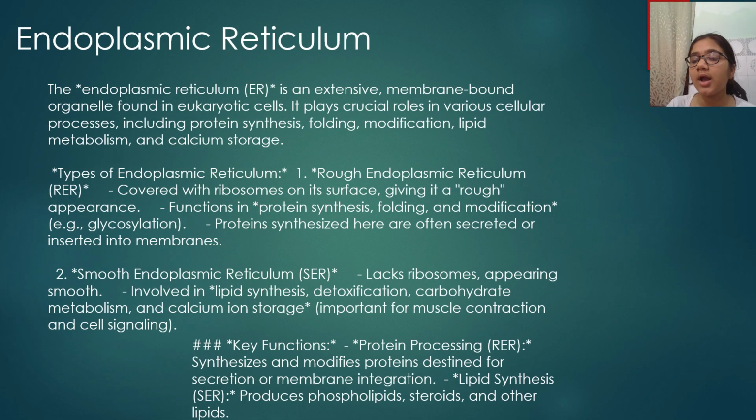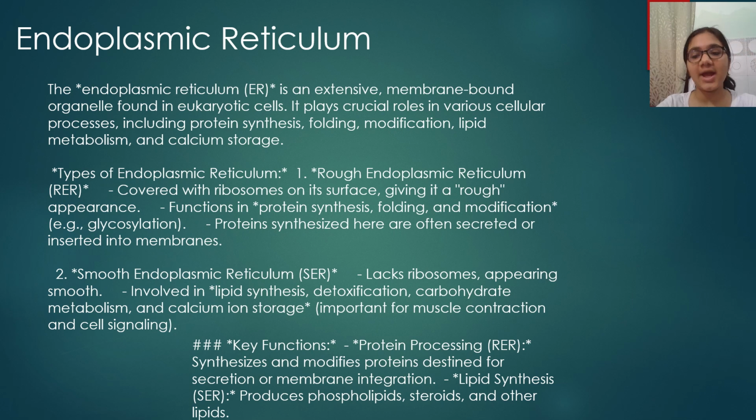The second cell organelle is the endoplasmic reticulum, ER. If we see, the endoplasmic reticulum is an extensive membrane-bound organelle that is found in the eukaryotic cell. It plays the crucial role in various cellular processes, including protein synthesis, folding, modification, lipid metabolism, and calcium storage.